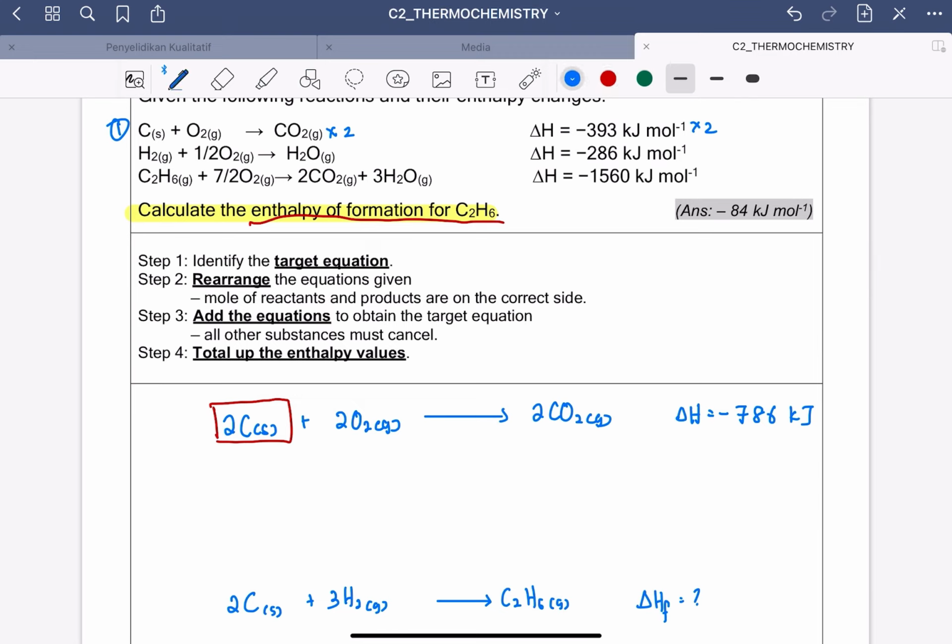Next one, I need H2. We have 3 moles of H2. So the second equation we have to times with 3. And this one also we have to times with 3. So we are going to get 3 moles of hydrogen gas, 3/2 oxygen gas, and 3 moles of steam. So the enthalpy is negative. Okay, this one.